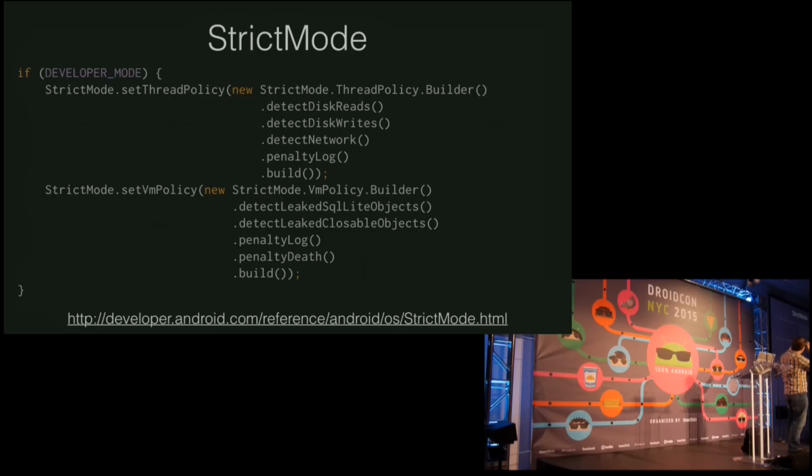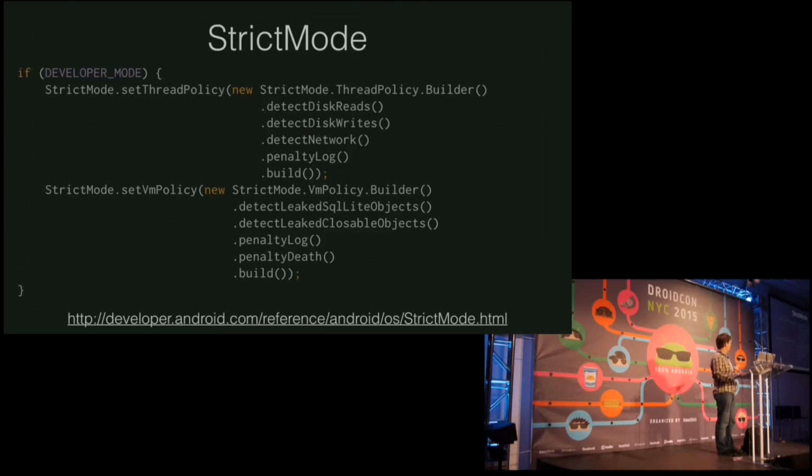Sometimes you need to do disk reads, but on the main thread, they're bad. So from the main thread, you can set a thread policy that says, detect when I do a disk read from this thread, and then you can say the penalty: just log it, or crash the app, which if you put penalty death, then it'll crash your app when you do the wrong thing. Then there's also VM level policies, which are things that you'd never want to happen no matter what thread you're on, and they're just VM wide. Things like leaking SQLite objects and things like that that you want it to detect and tell you about.